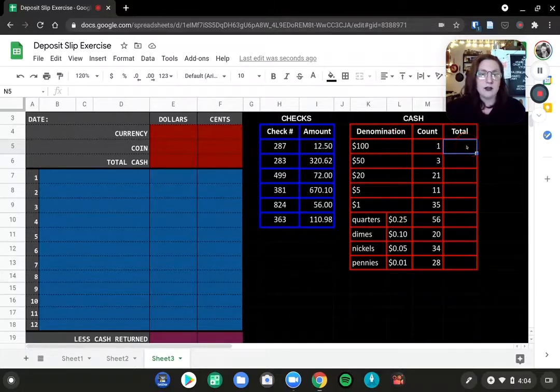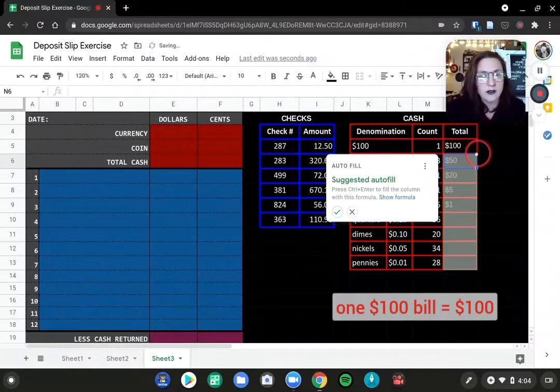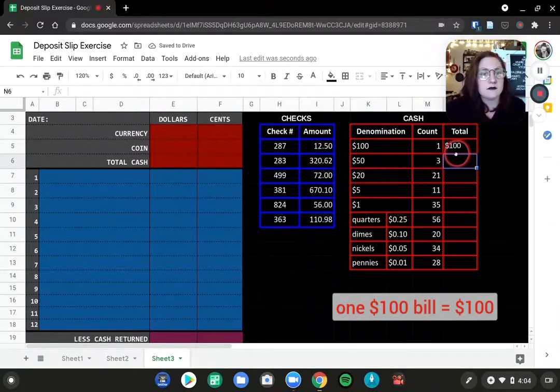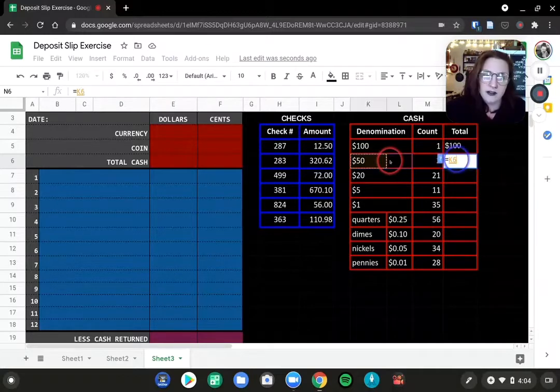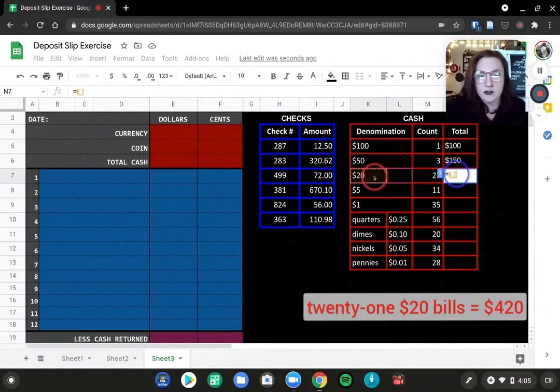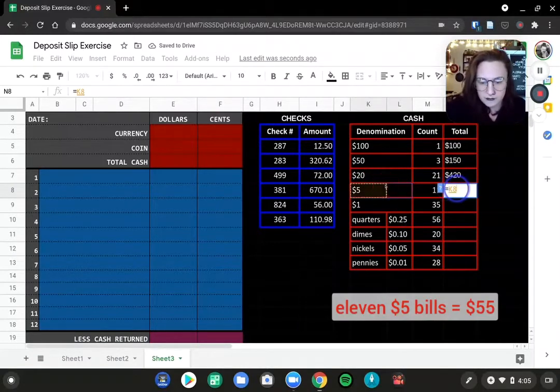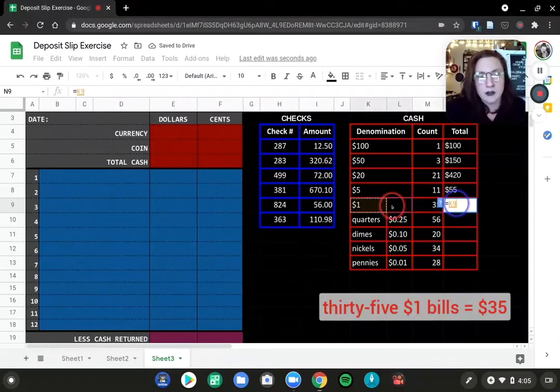To get the total of each type of bill, I just multiply the value of the bill by the number of bills that I have. So if I multiply a $100 bill by 1, because I have one $100 bill, then we have 100 there. A $50 bill times 3, because we have three $50 bills, is 150. We have 21 $20 bills. We have 11 $5 bills. And then we have 35 $1 bills.